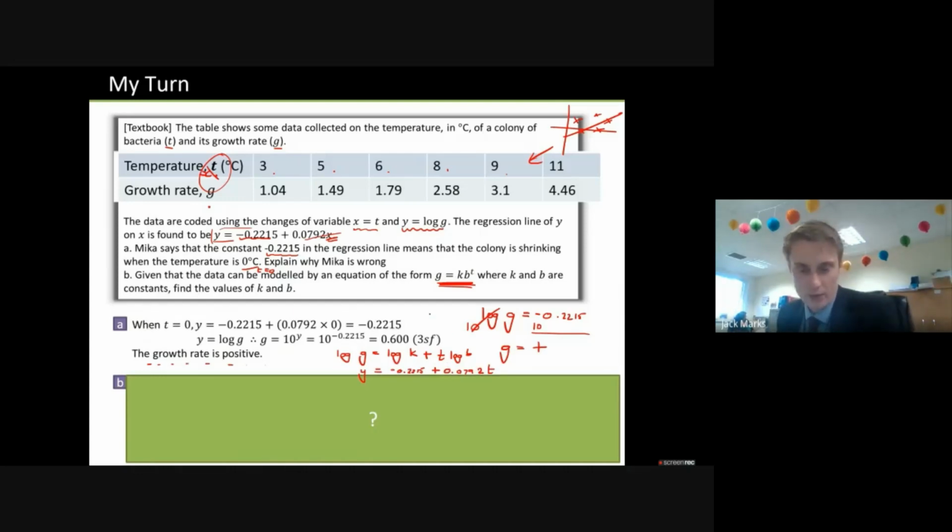Okay. What do we actually have to do now? Well, we match them up. So we say that log k is this number. Notice that's exactly what we did over here. So you're going to get the same answer. You're going to get 0.6 for k.